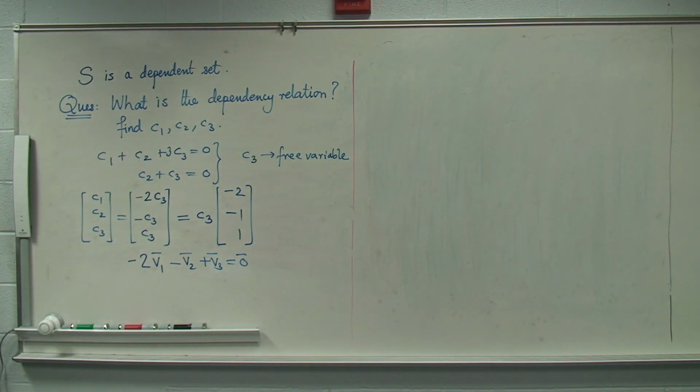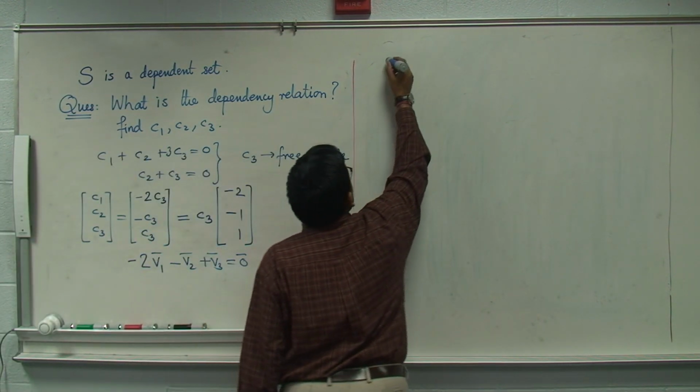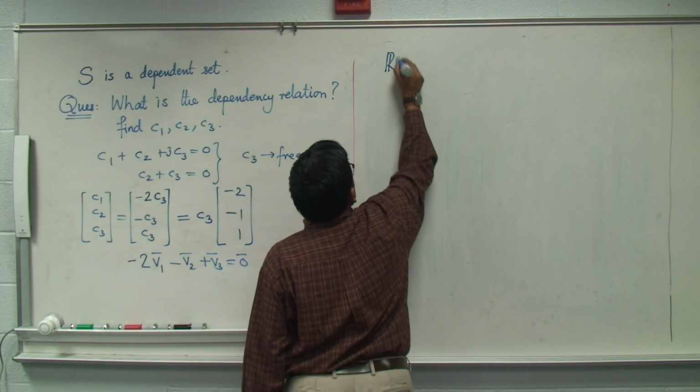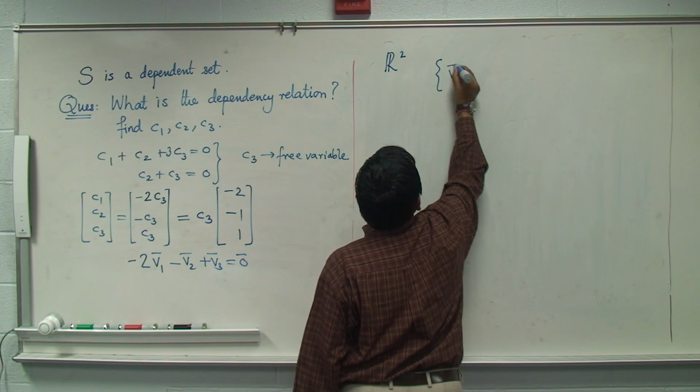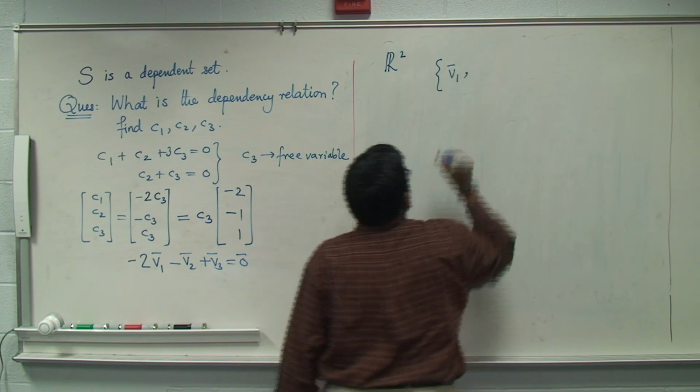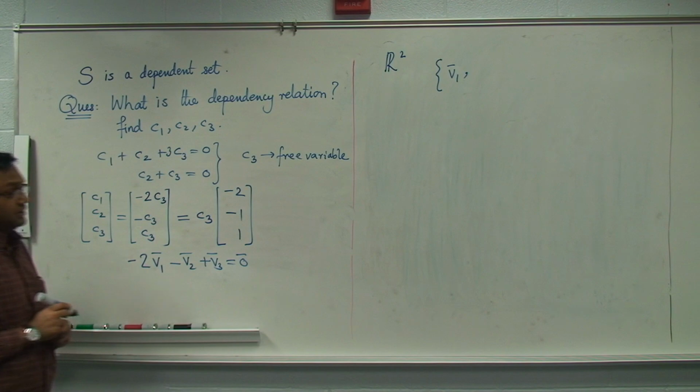So let me pose the question more precisely. Suppose I am working in R2. Let's start small. If I give you a vector v1, will it be independent or dependent? Just one vector.